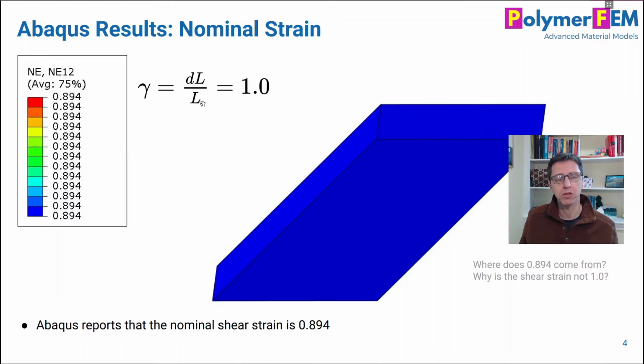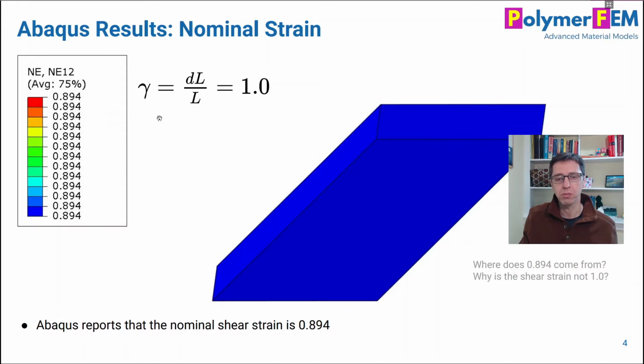So 1 is, of course, the gamma value, which is the distance that I shear divided by the height of the specimen. So clearly, we need to first realize that gamma is not really a valid shear strain of any kind. It's a convenient way to describe the amount of shear. It's dimensionless, but it's not the engineering strain. It's not the nominal strain. It's not the true strain either. As I will talk about in a few minutes, I will show you where 0.894 comes from.